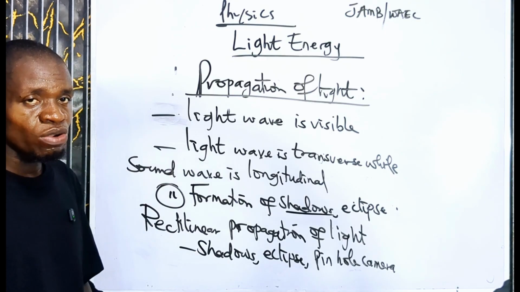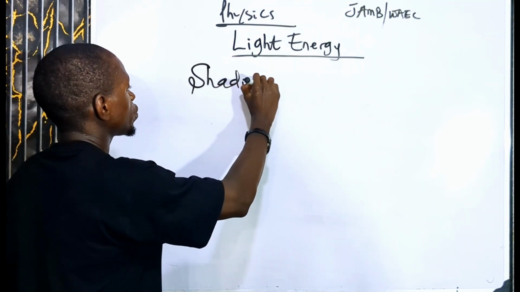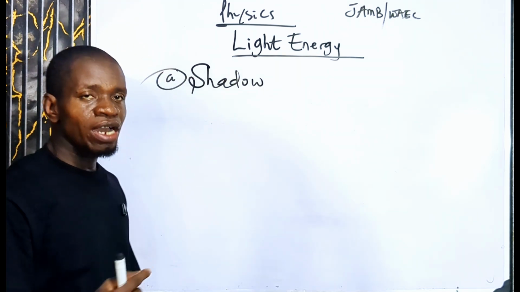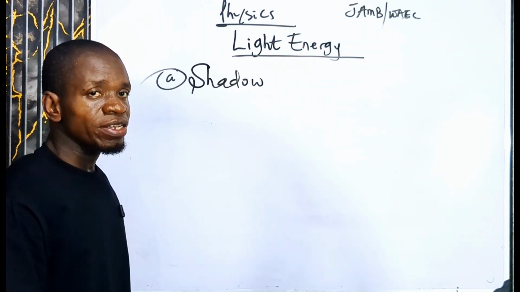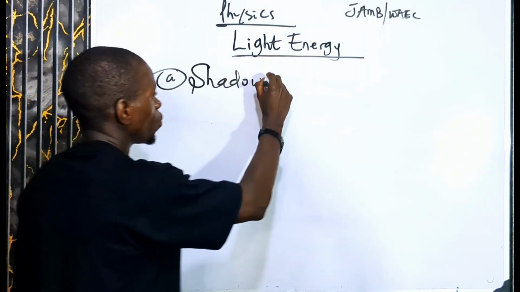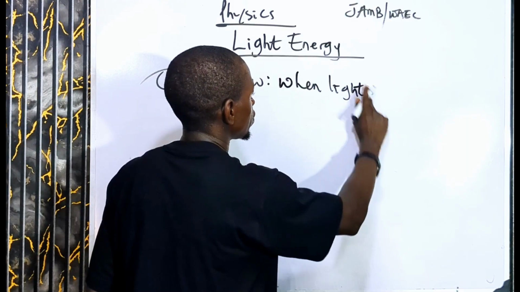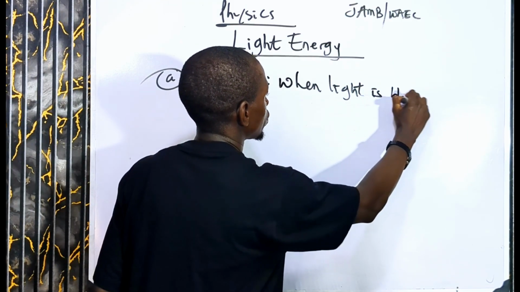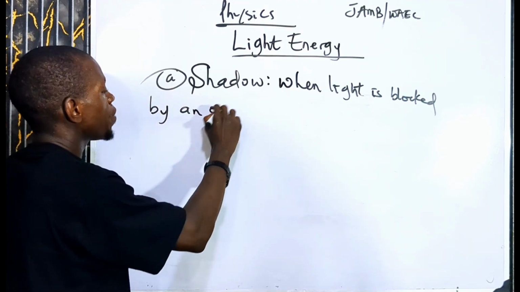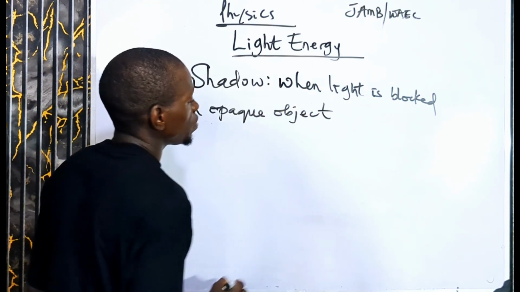So let me start with shadow. A shadow is formed when an opaque object blocks the light. So when light is blocked by an opaque object, a shadow is formed.